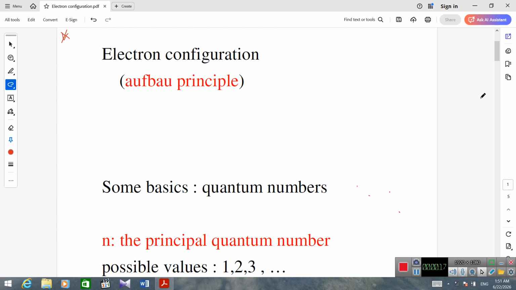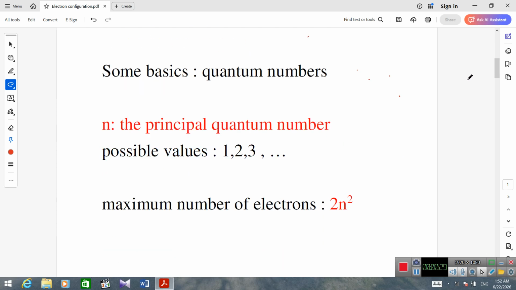But before anything, I want to explain some basics, that is quantum numbers. As we know, in general, we have four quantum numbers: n, l, m, and ms. S refers to spin, but we want to study two of them: n, the principal quantum number, and l, the orbital quantum number.